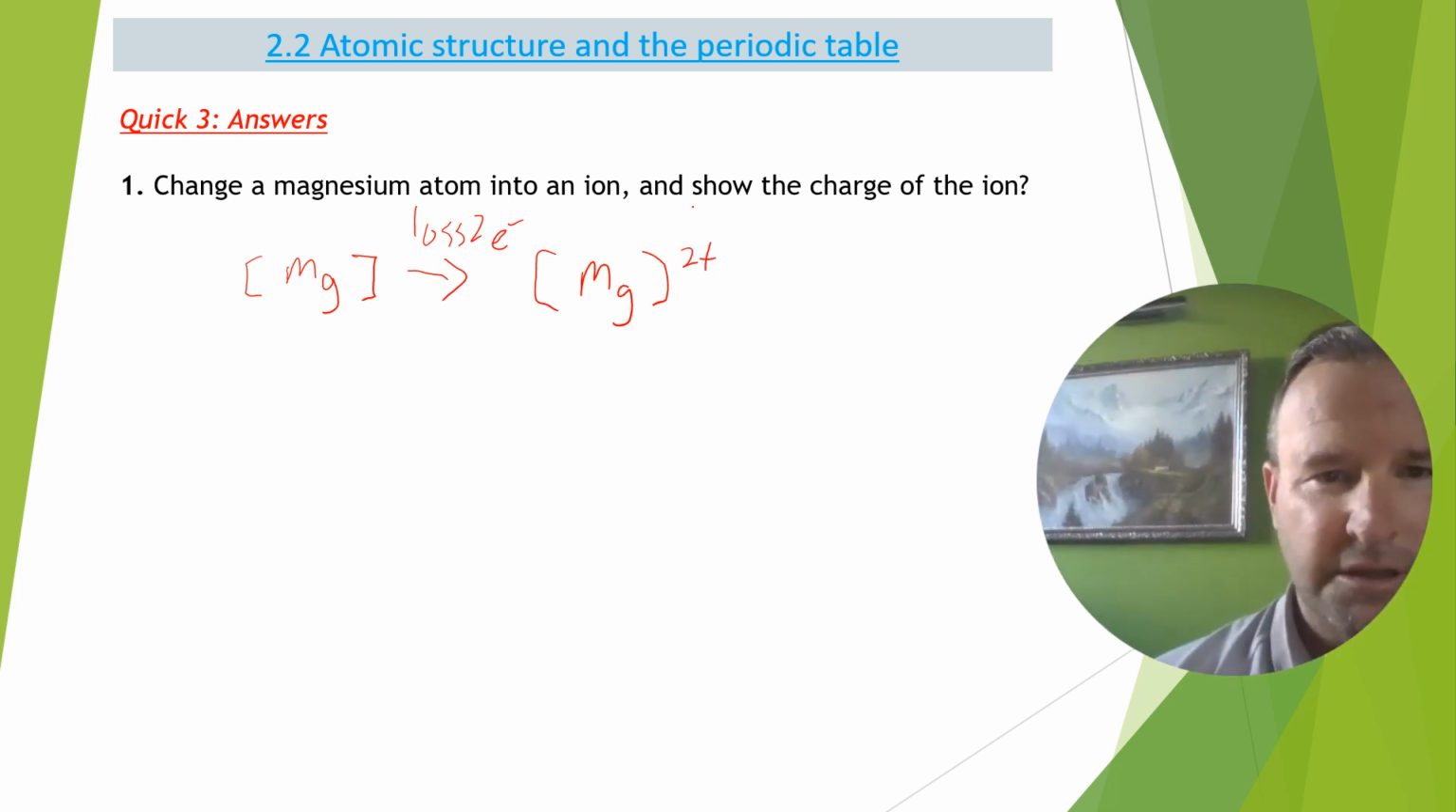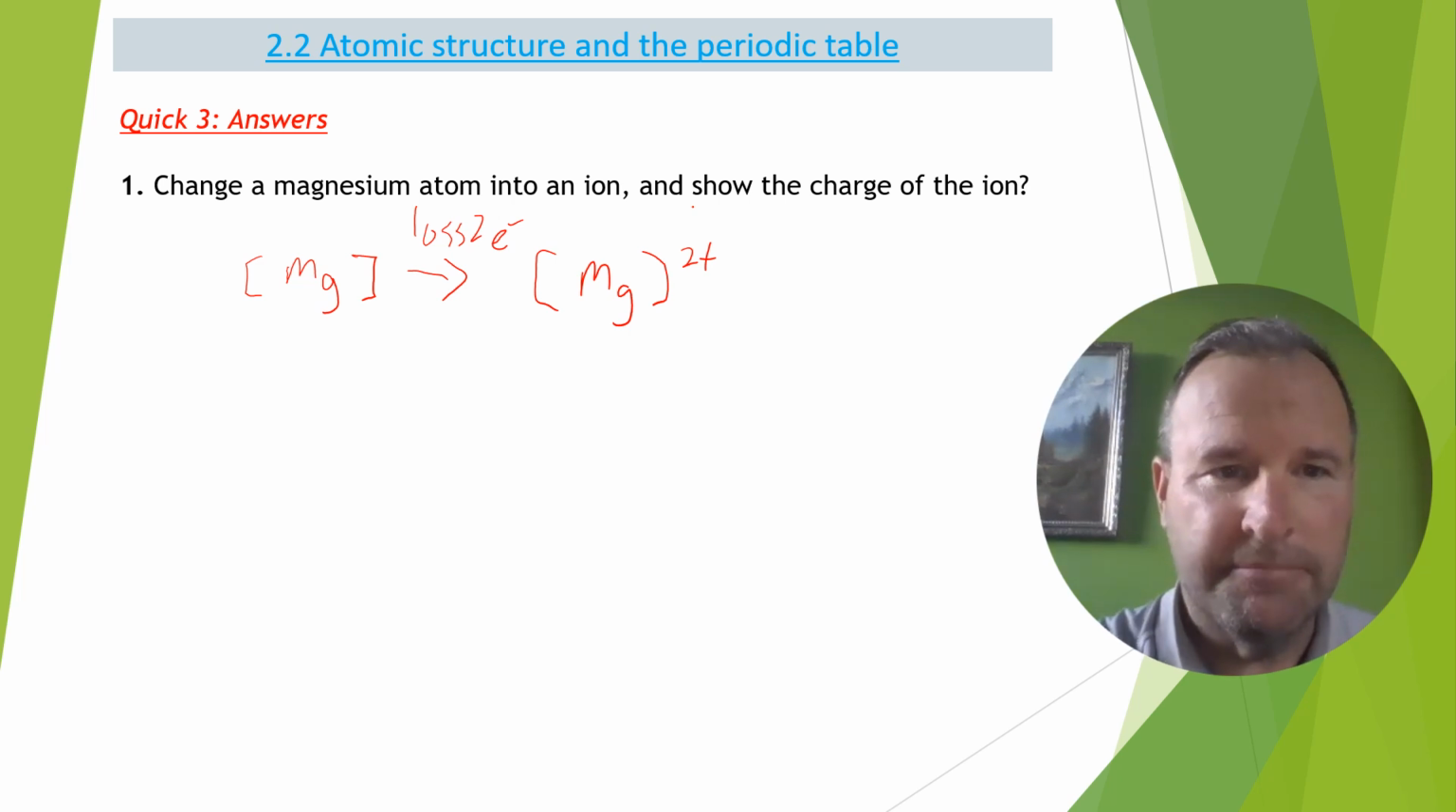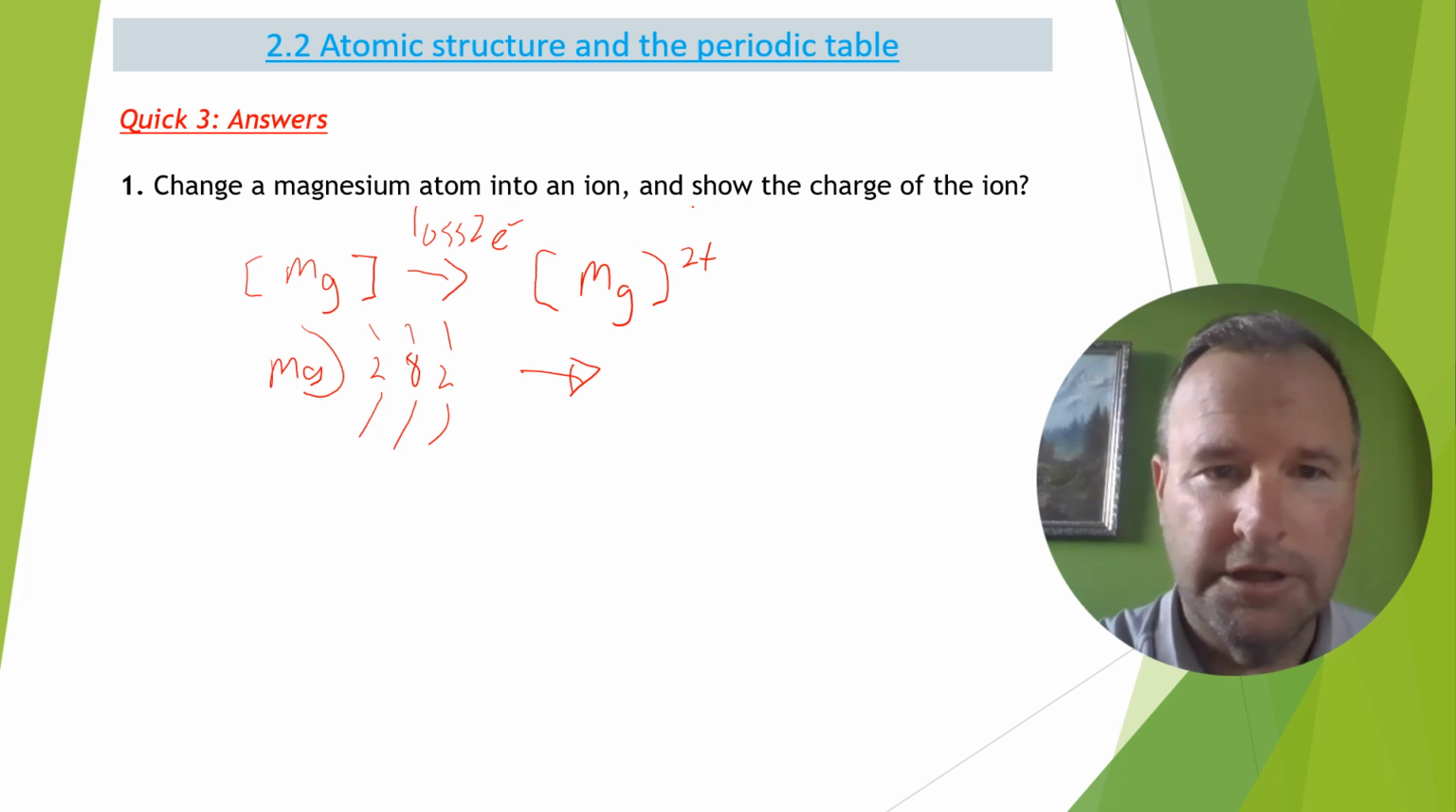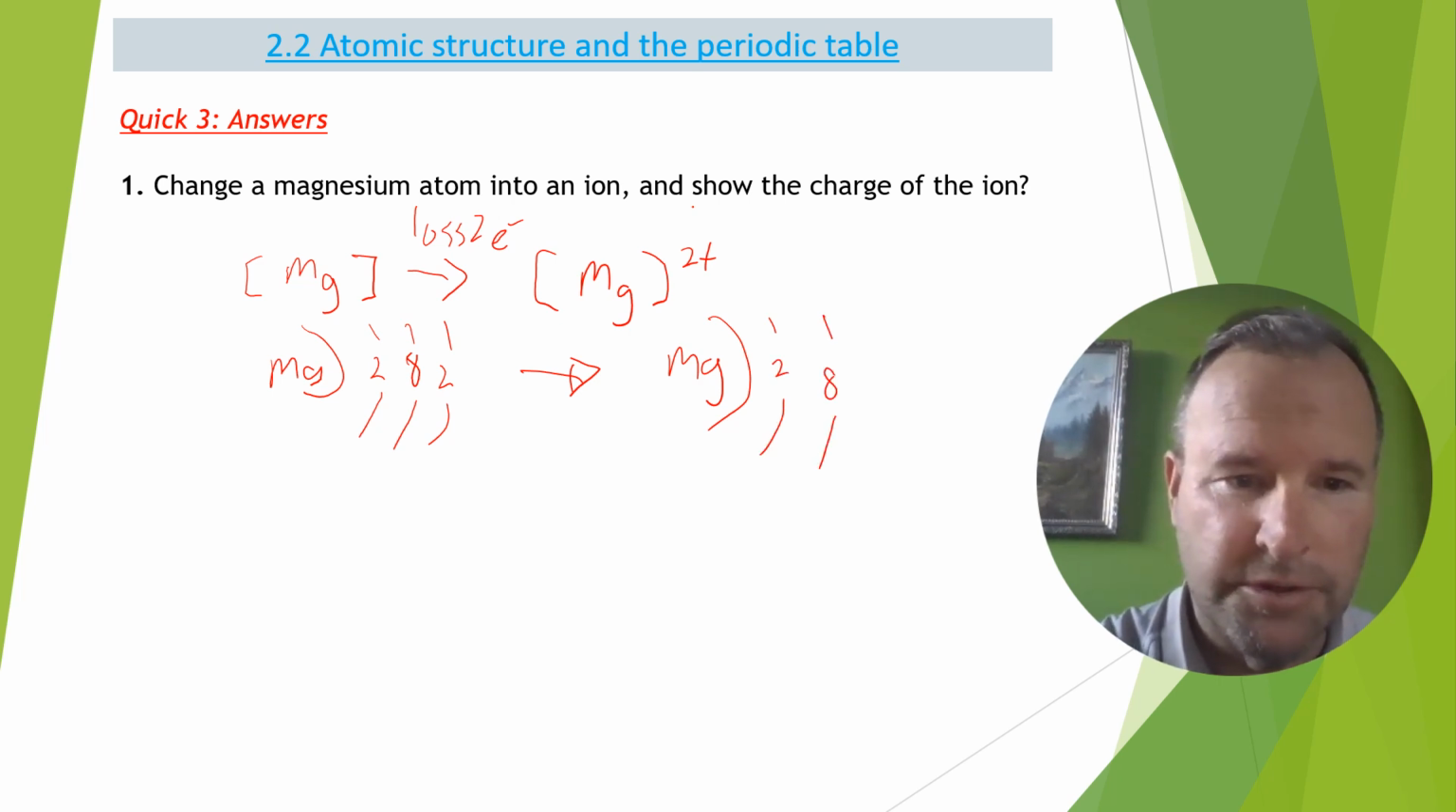Showing the shells a little bit longer here. So I'll just draw that underneath here. Magnesium, a little bit shortened here. So we've got 2, 8, 2, and we go and form a magnesium ion here. Magnesium 2, 8, and I'm just drawing in a different color.